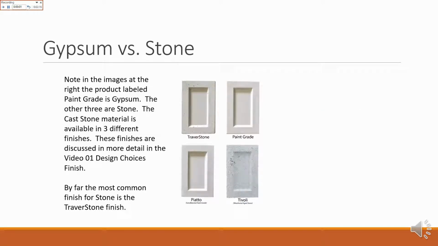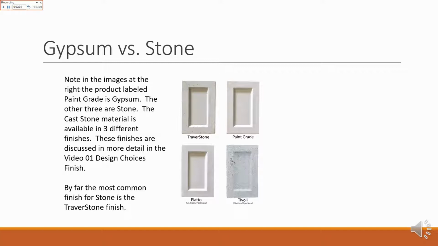All right, you see here 4 different images. 3 of these are stone with different finishes. 1 is gypsum. The one that is gypsum is the paint grade. Paint grade and gypsum are used interchangeably. Paint grade simply means it's ready to be painted. The gypsum product must be painted. That's one of the major differences between gypsum and stone. Normally you do not paint the stone, although you can.